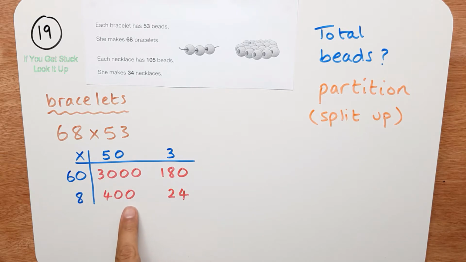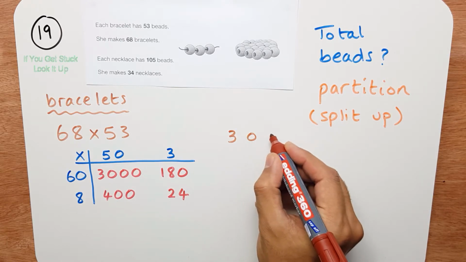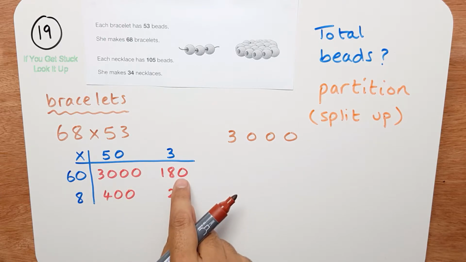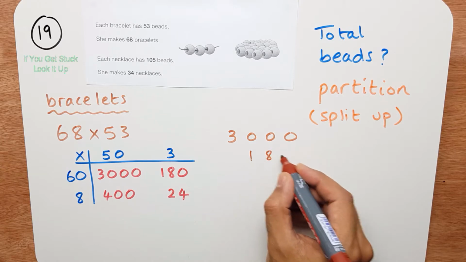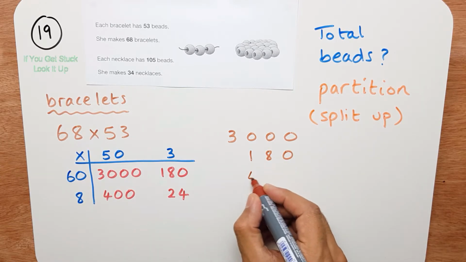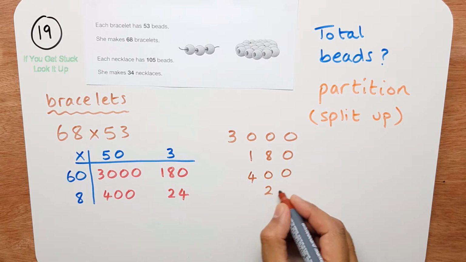Now my next step is to simply add these using column addition. So let me start here, 3000. That's that number there. Now I add 180. And I have to be careful, I line them up carefully. 180. Then it's 400. And finally 24.